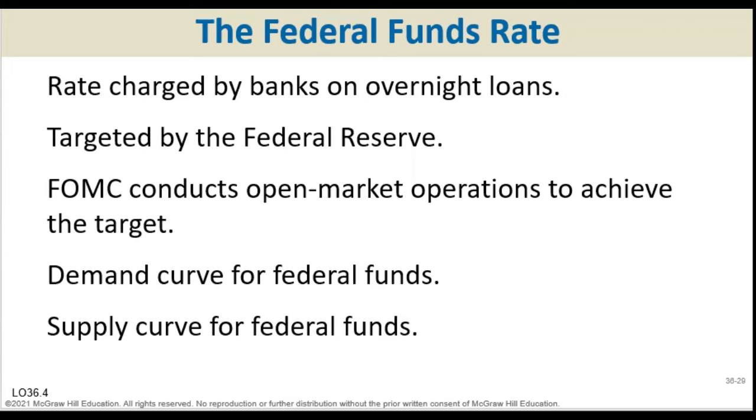The Federal Reserve targets this rate by manipulating the supply of reserves that are offered on the market. Typically, this is done through buying or selling government securities. So the FOMC, the Federal Open Market Committee, meets regularly to choose a desired federal funds rate and then directs the Federal Reserve Bank of New York to undertake the open market operations needed to achieve that target.